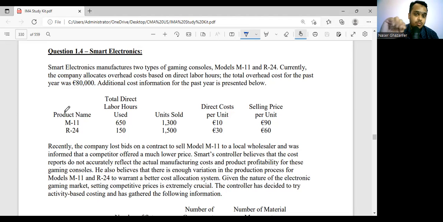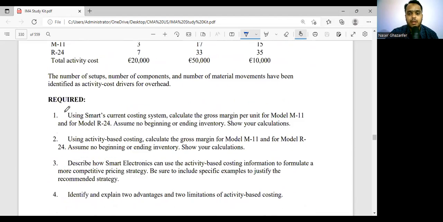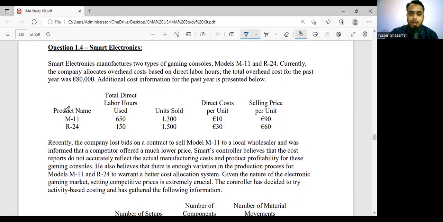And the fourth question is: what are two advantages and two disadvantages of activity based costing? This fourth question is a general type of question, and these types of questions can come in the exam also. It is a general question, not related to this case, like the advantages and disadvantages of activity based costing. That type of question can also come. And the first three questions we have seen are related only to this particular paragraph, which we are going to read. So first we read the requirement and understood it.